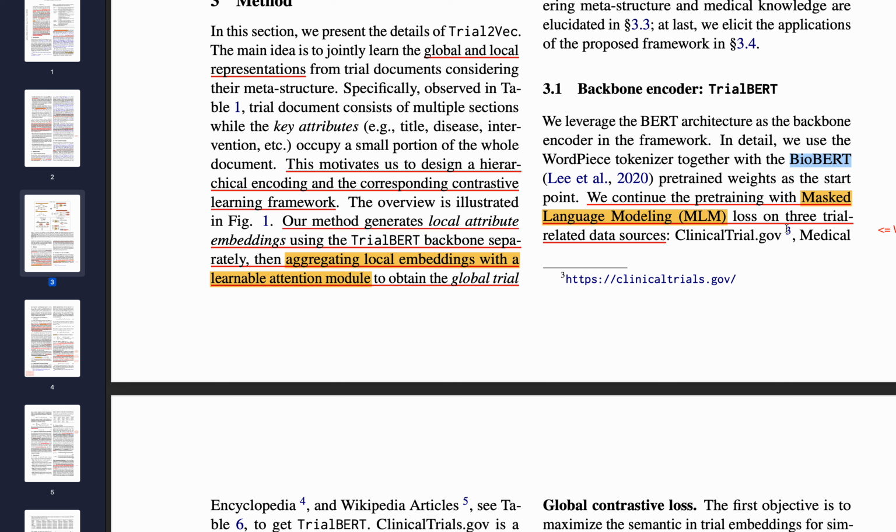And the reason why they do that is, and this is my guess, whatever corpus BioBERT used might not have some information which a clinical trials corpus would have. Some entities, some maybe drugs, some conditions.